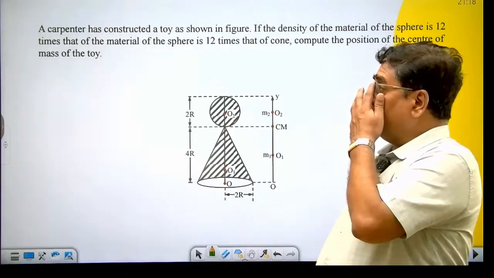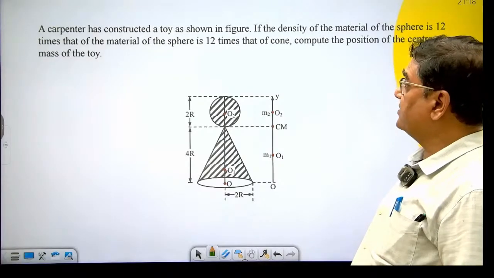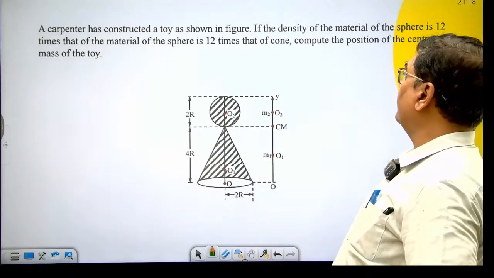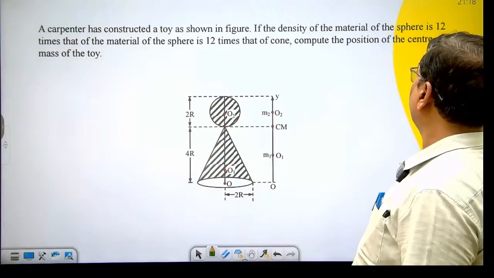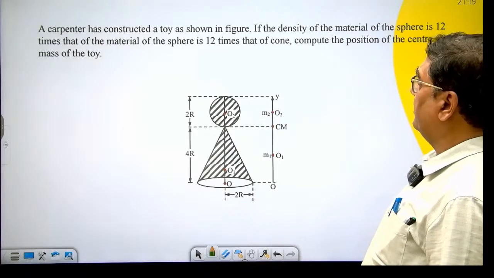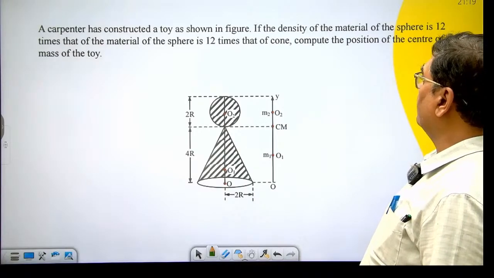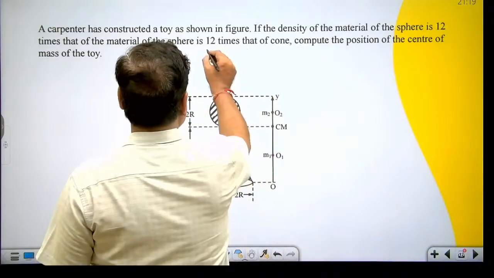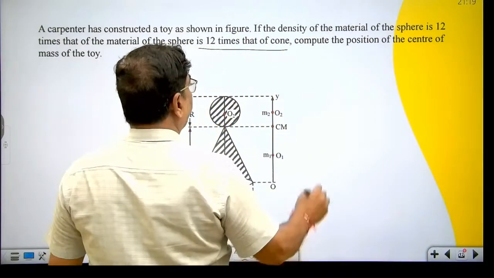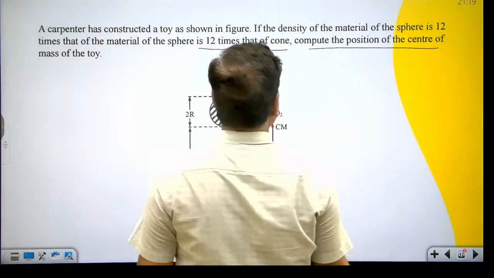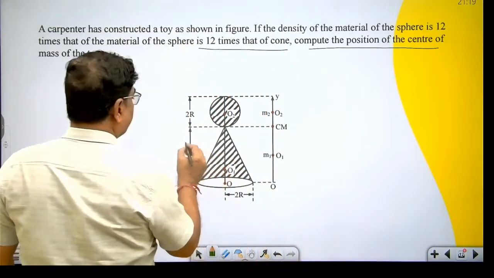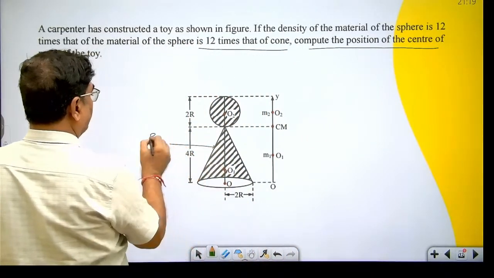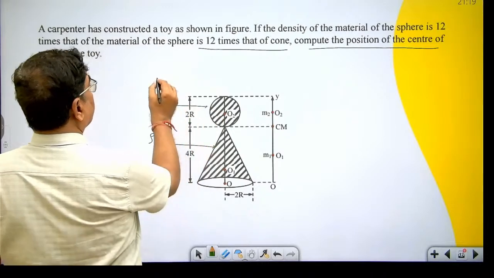Dear student, this is a very common question. A carpenter has constructed a toy as shown in the figure. If the density of the material of the sphere is 12 times that of the material of the cone, compute the position of the center of mass. If the cone's density is rho, the sphere's density is 12 rho.